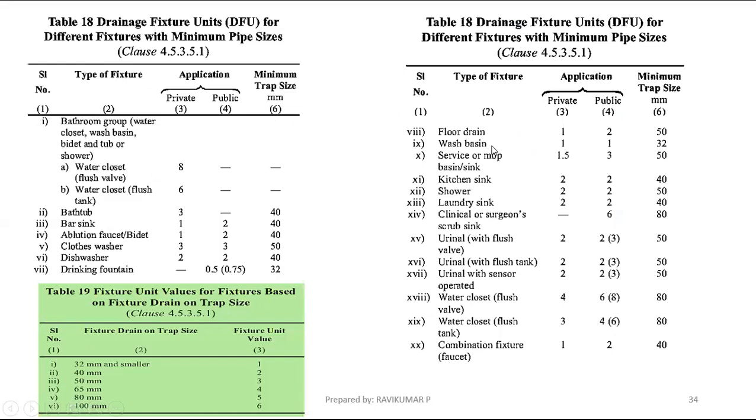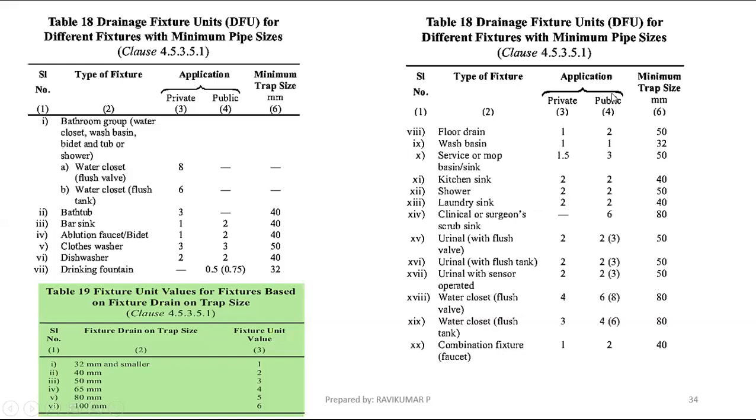So here it is continuing. Floor drain: for the floor drain, one fixture unit you need to take for domestic purpose. Washing machine 150 liter. Service or mop sink 1.5 for domestic purpose. Kitchen sink 2, shower 2, like that. Likewise, you have to take.